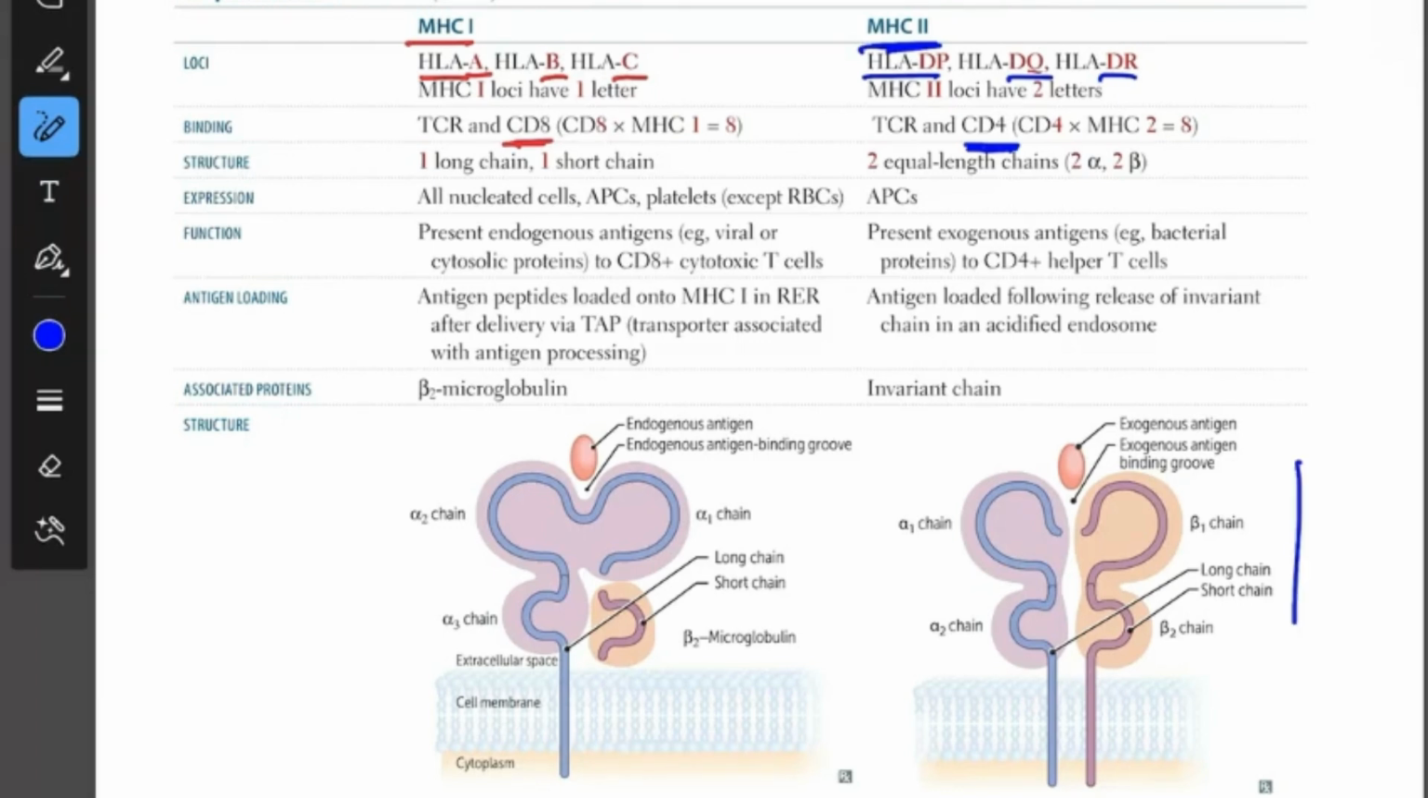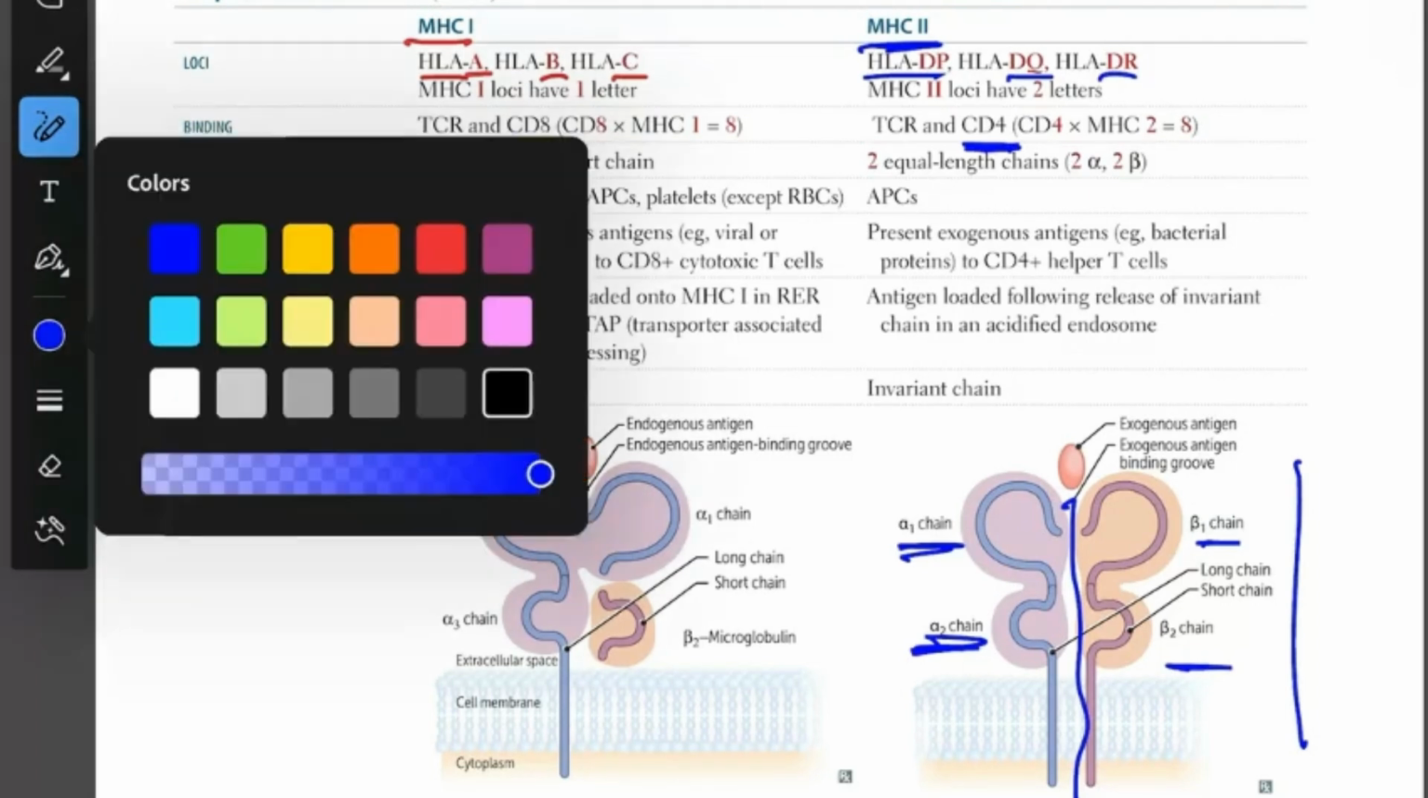Looking at the structure here, you can see that MHC II has two equal sides. So two alpha chains, two beta chains, that's alpha 1, alpha 2, and beta 1, beta 2. So MHC II has two equal sides, two alpha, two beta, two parts to it, right?